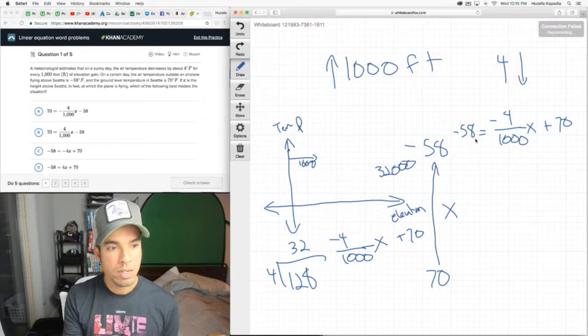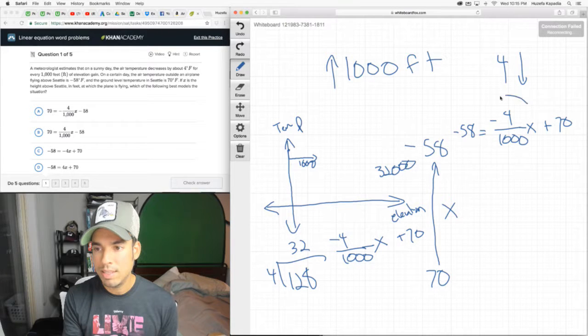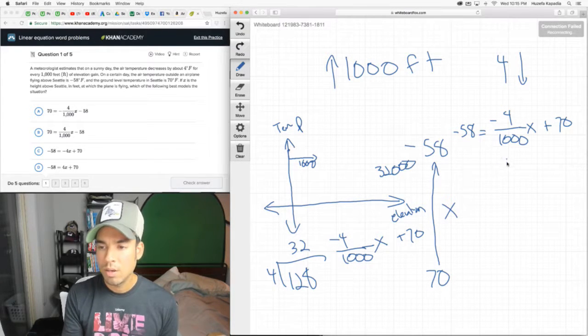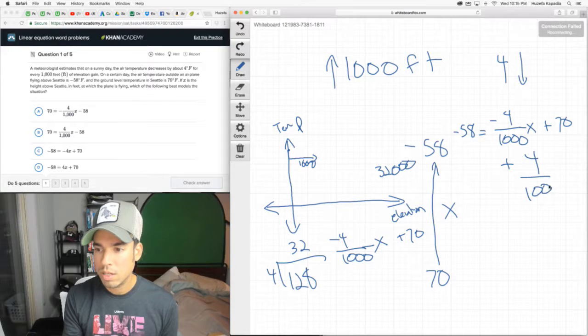But when I looked over before, I didn't actually see this equation. I saw something close to it. I saw these guys. So the question is, how do we get from this equation to one of these guys? Well, all they did was they moved the location of the 70, or in this case, they left the 70 right here. They got a positive 70 in both of these, and they moved this guy over. So how do we move that guy? We add 4 over 1,000x to both sides.